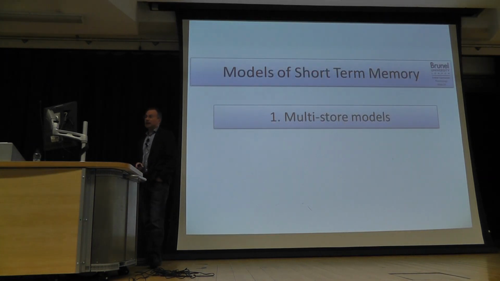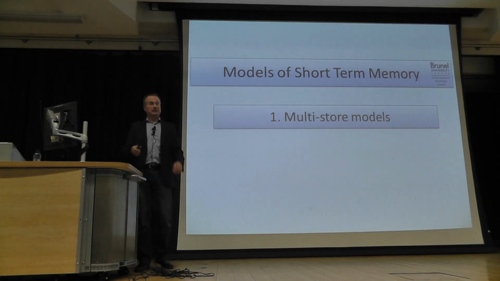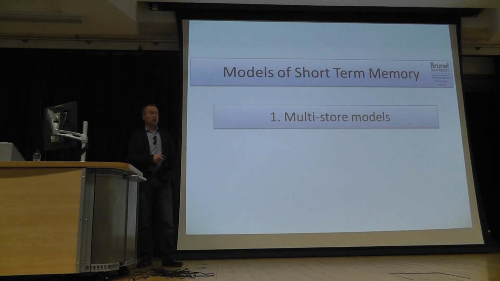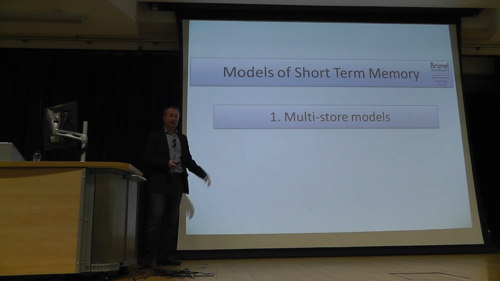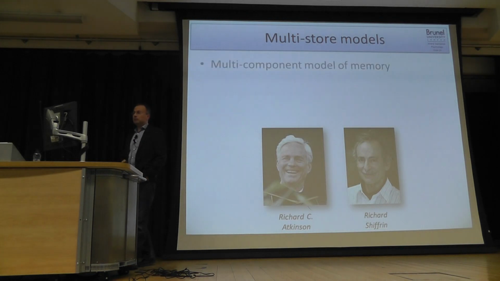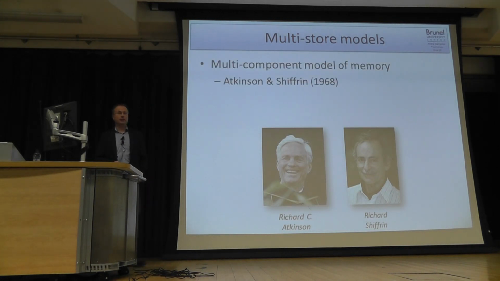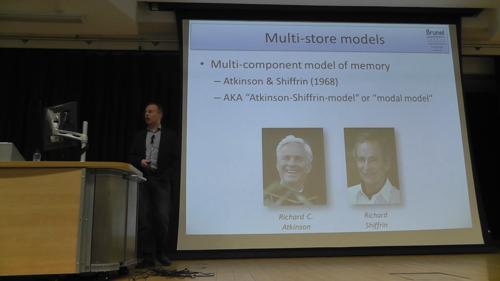Okay. Now, after these basic introductions, let's speak about some models of short-term memory. And we want to go through 3 models. The first one is one among the earliest models, and it's called a multi-store model. We will see in a moment why it's called like that. It has been proposed by Atkinson and Shiffrin, and it's so popular, has been so popular that it's also called the Atkinson-Shiffrin model or modal model.